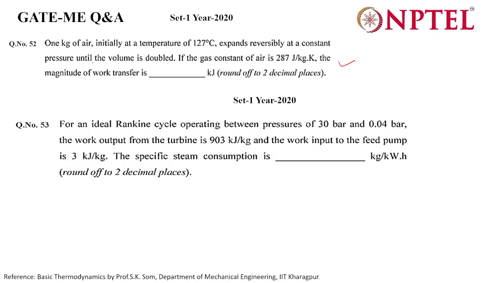It is a simple equation. 1 kilogram of air, initially at a given temperature, expands reversibly at constant pressure until the volume is doubled. The gas constant is given, and we need the magnitude of work transfer. This is a constant pressure process on the PV diagram, with V1 and 2 times V1. Pressure is not given. You have to find the magnitude of work transfer, and keep in mind that they are asking for the magnitude.